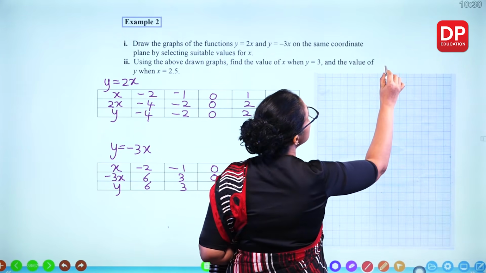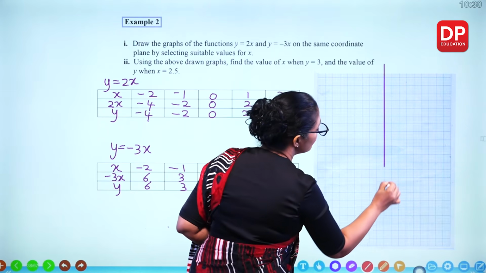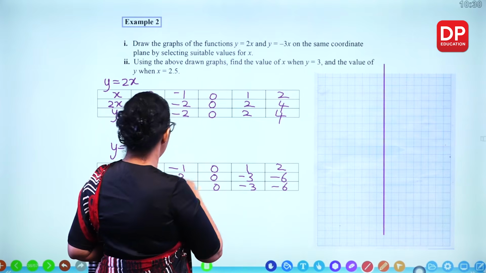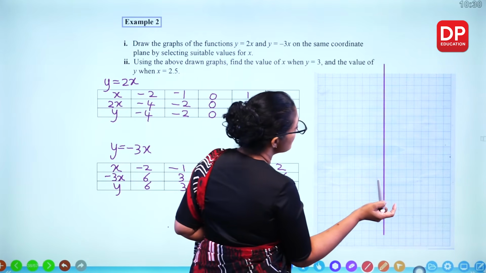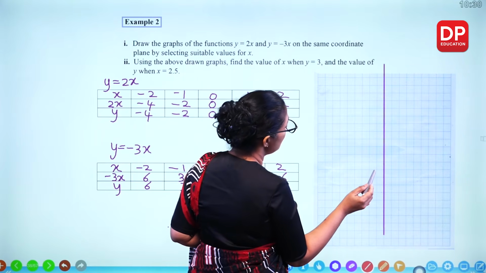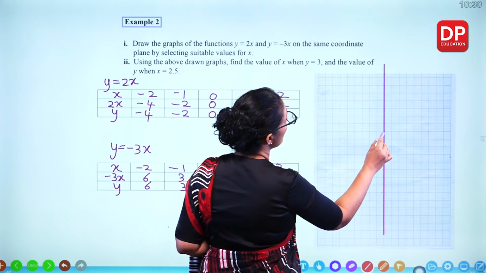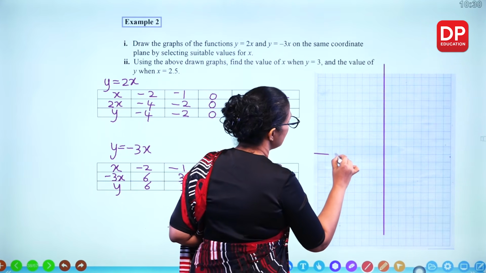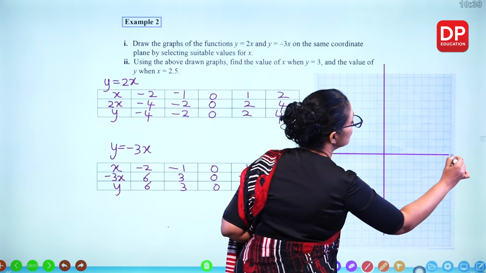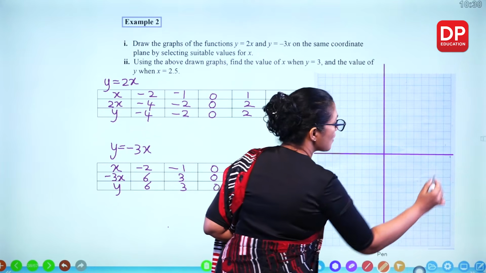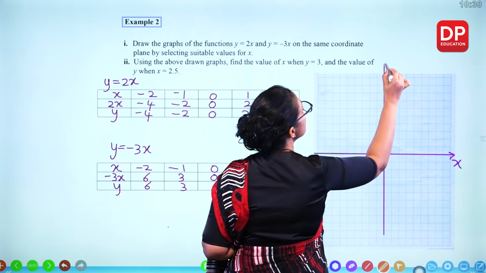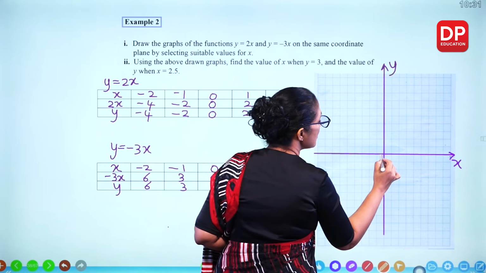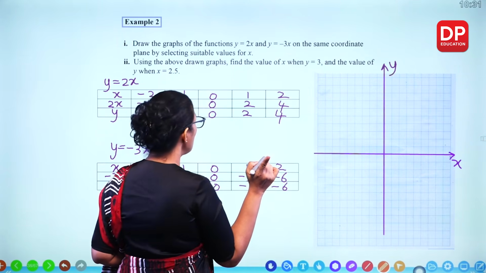We'll take the middle as the y-axis. Here this is the y-axis and x-axis, 6 to minus 6, so we'll take it in the middle. So this is the x-axis and this is the y-axis, and we'll mark it. We need up to 2.